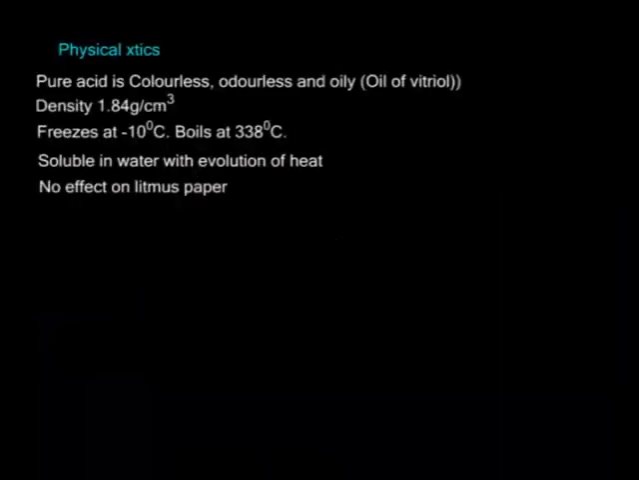Pure sulfuric acid is a colorless and odorless oily liquid. This explains why it is commonly called oil of vitriol. It has a density of 1.84 grams per cubic centimeter, freezes at 10 degrees Celsius and boils at 338 degrees Celsius. It dissolves in water with evolution of a large amount of heat and has no effect on litmus paper.